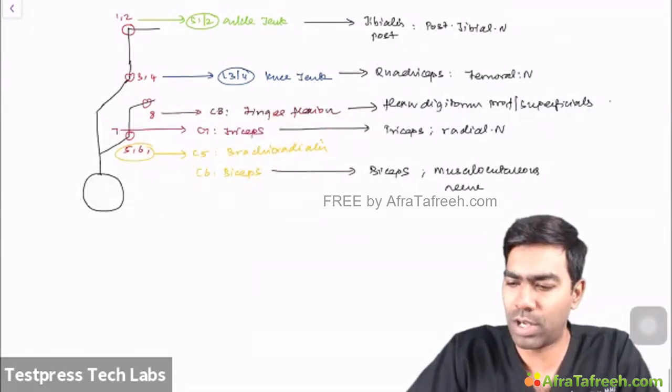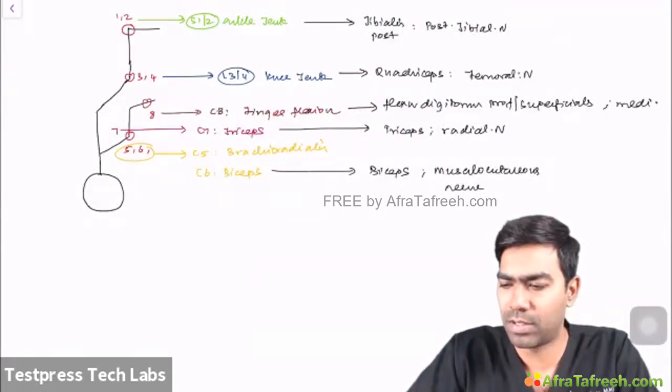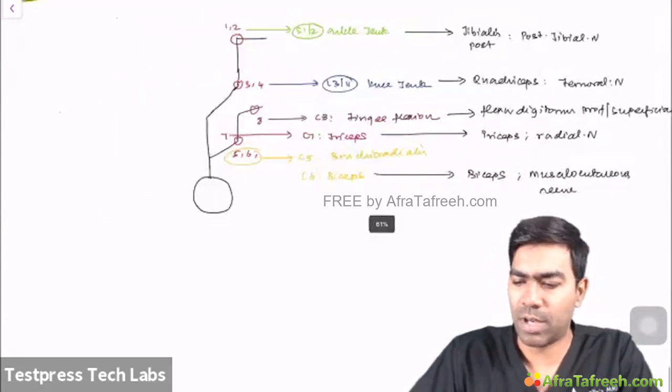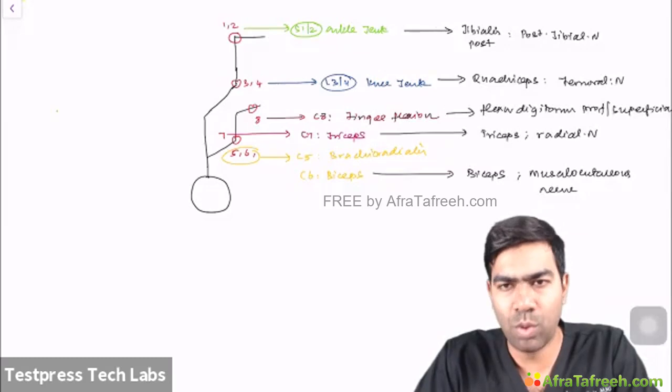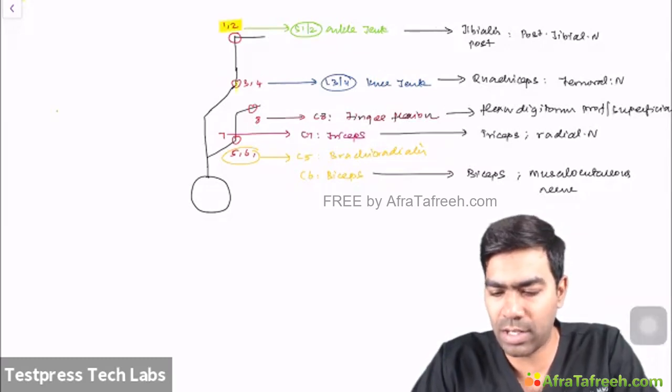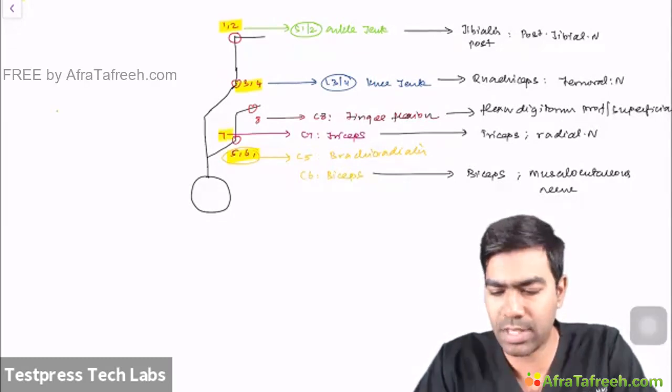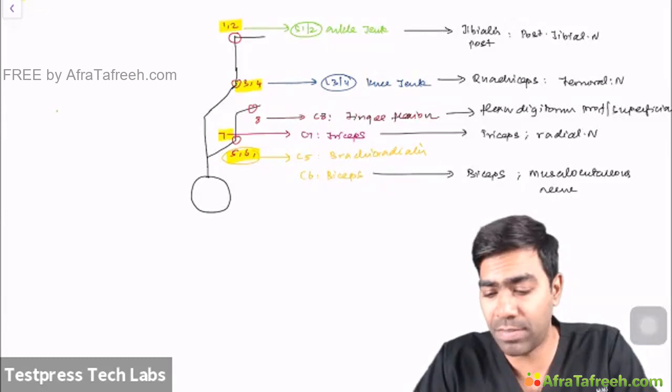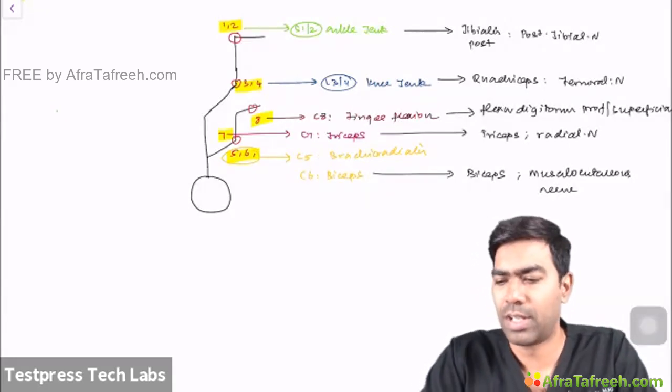So the most important nerve here is the median nerve, but with some variations. But of course, the most important will be to understand the root values. That's why I told you this inverted reflex man: S1 and 2 for ankle, L3 and 4 for knee jerk, C5 and 6 for brachioradialis and biceps, C7 for triceps, and C8 for finger flexion.